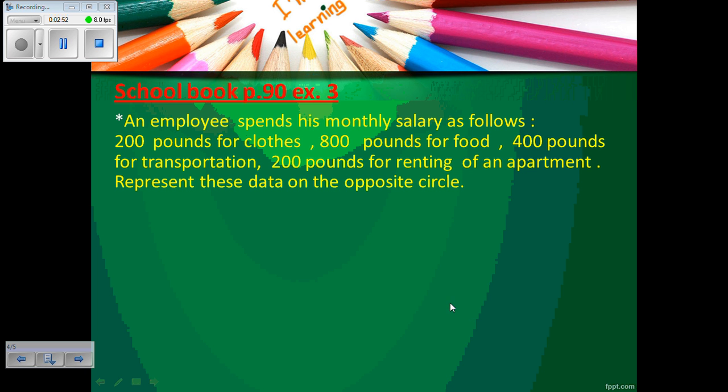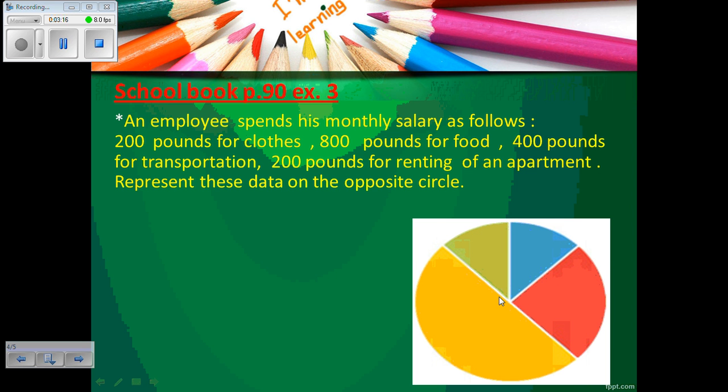Now, let's move to our school book. Please open it on page 90, exercise number 3. An employee spends his monthly salary as follows: £200 for clothes, £800 for food, £400 for transportation, and £200 for renting of an apartment. Represent these data on the opposite circle.